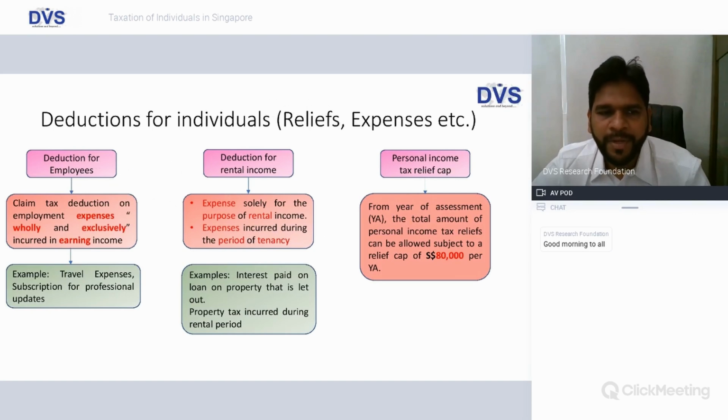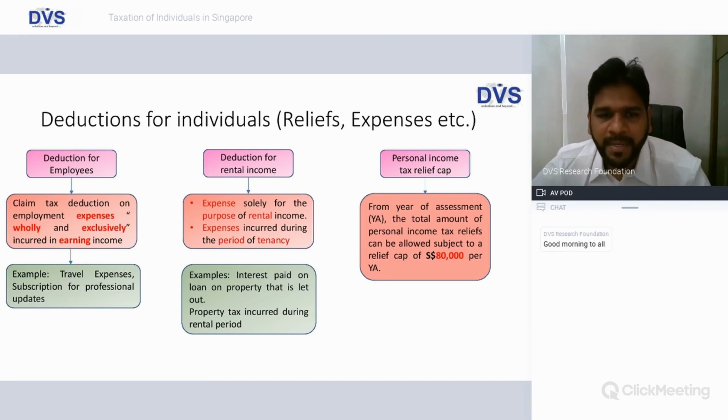To look at some of the exemptions which are available. So for deductions, employees can claim expenses wholly and exclusively incurred only for earning that particular income. So as a part of his employment, if traveling expenses or subscription for professional updates are mandatory and he has incurred them, those expenses can be deducted from his salary income.